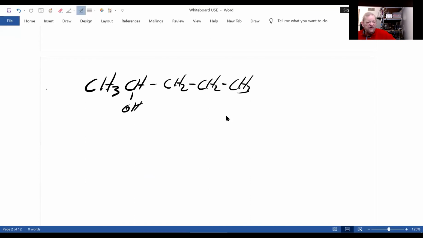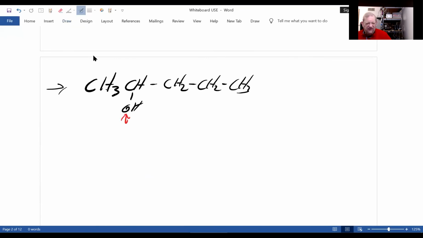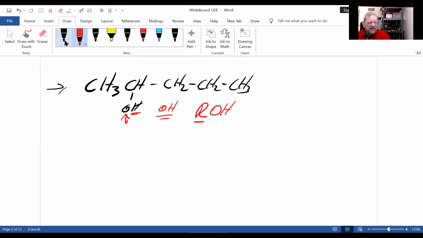All right, first thing you do is look at a molecule and say, what's different? What's not carbon? What's not hydrogen? What's not a carbon-carbon single bond? And immediately I said, oh, an oxygen with a hydrogen. That's a hydroxyl group. This is an alcohol. This is how we abbreviate it. Remember, R means anything with carbons and hydrogens. So how do you name this?